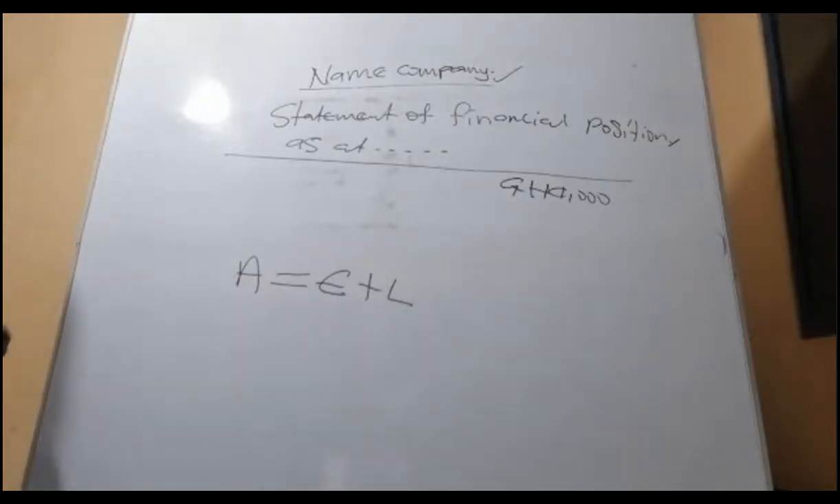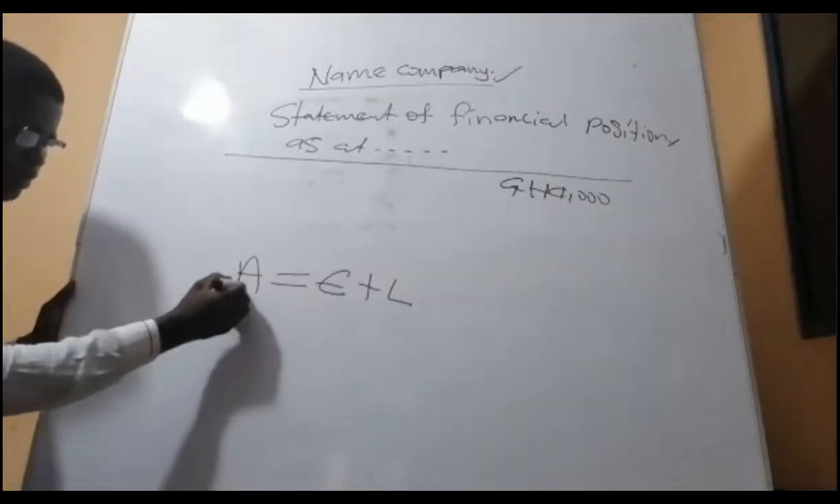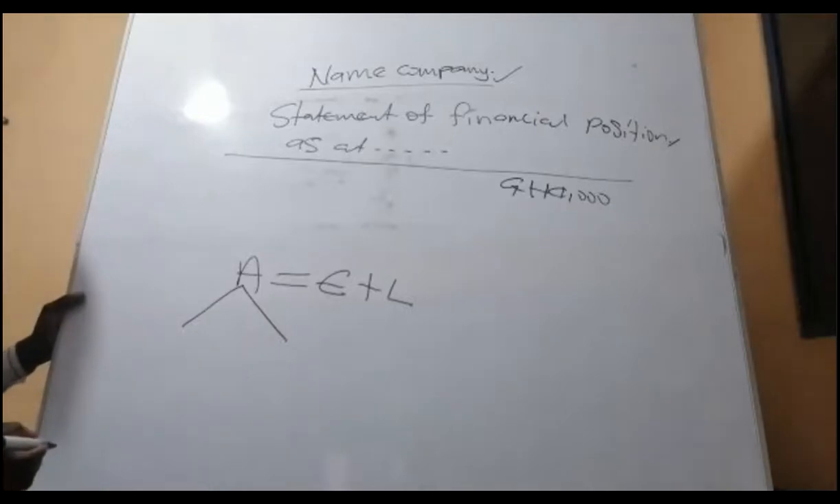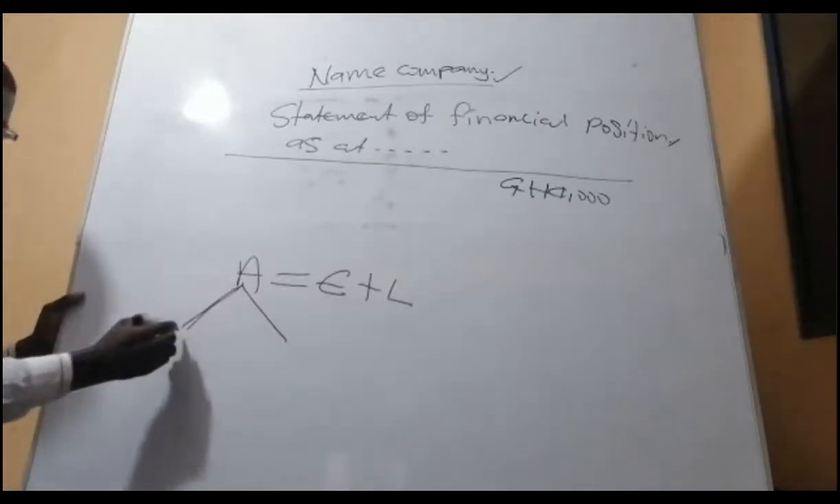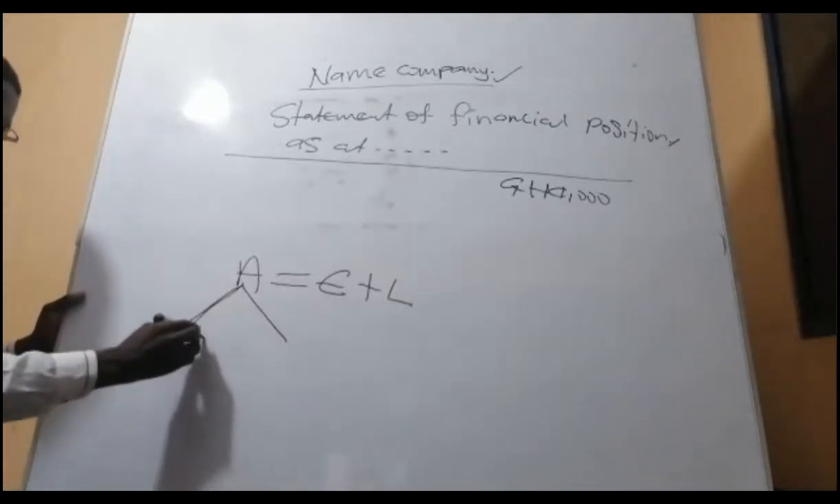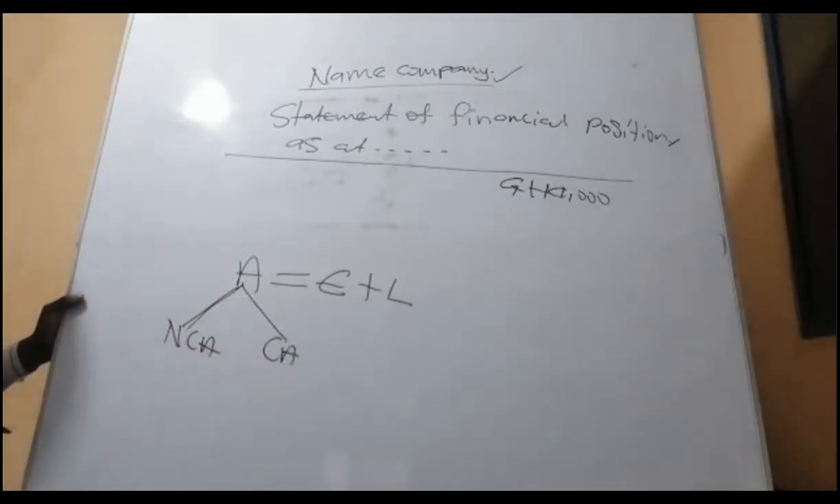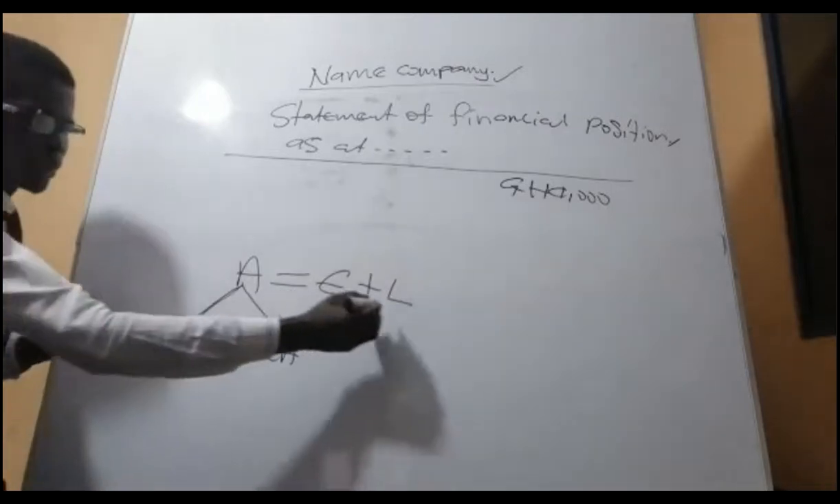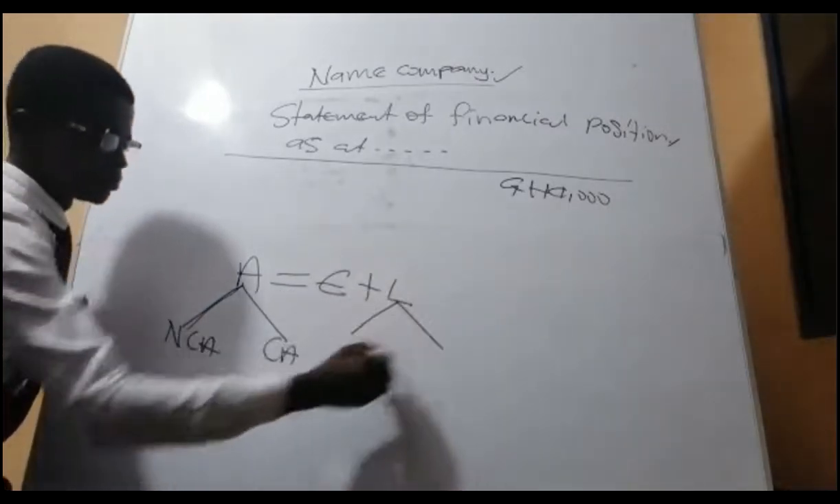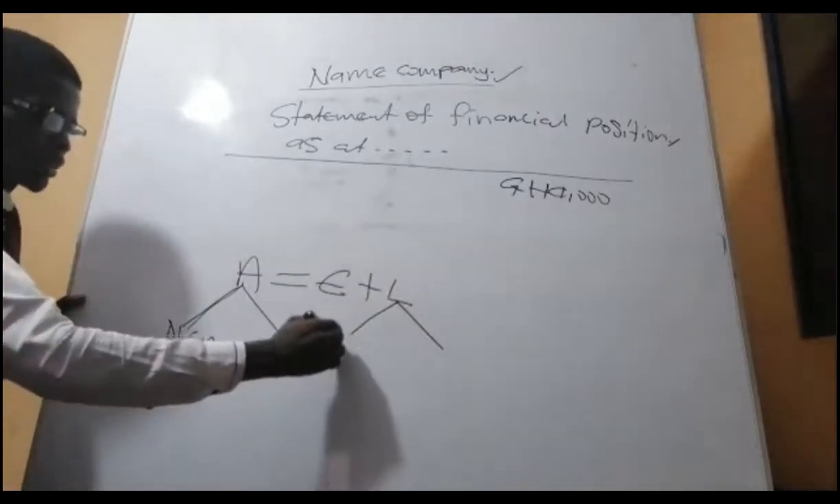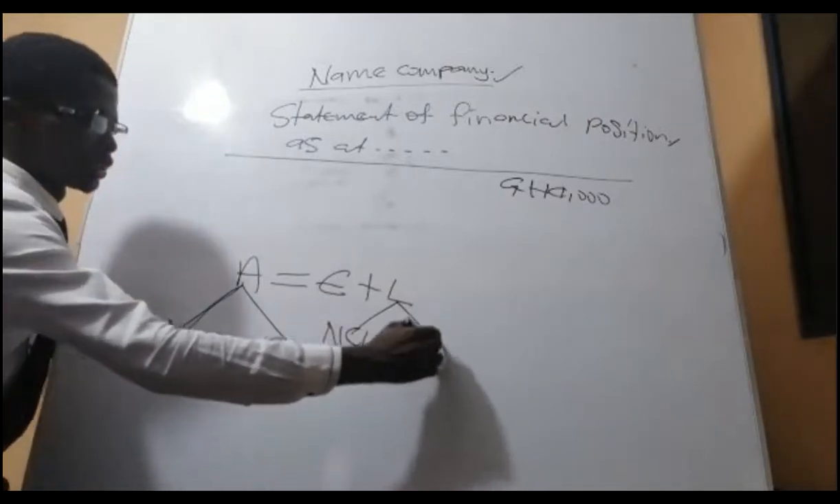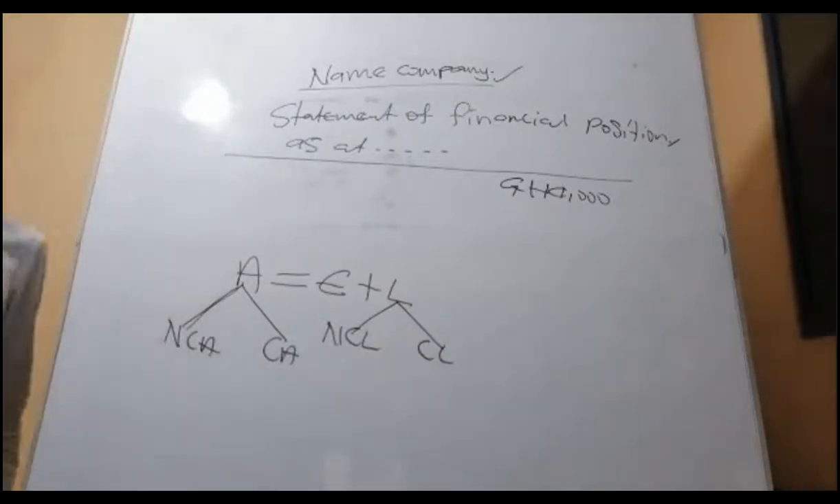Good. Asset, there are two types. That's the demarcation. Non-current assets and what? Current assets, as we learned. Liability too, there are two types. What are they? Non-current liability and what? Current liability. That's the end of the game.